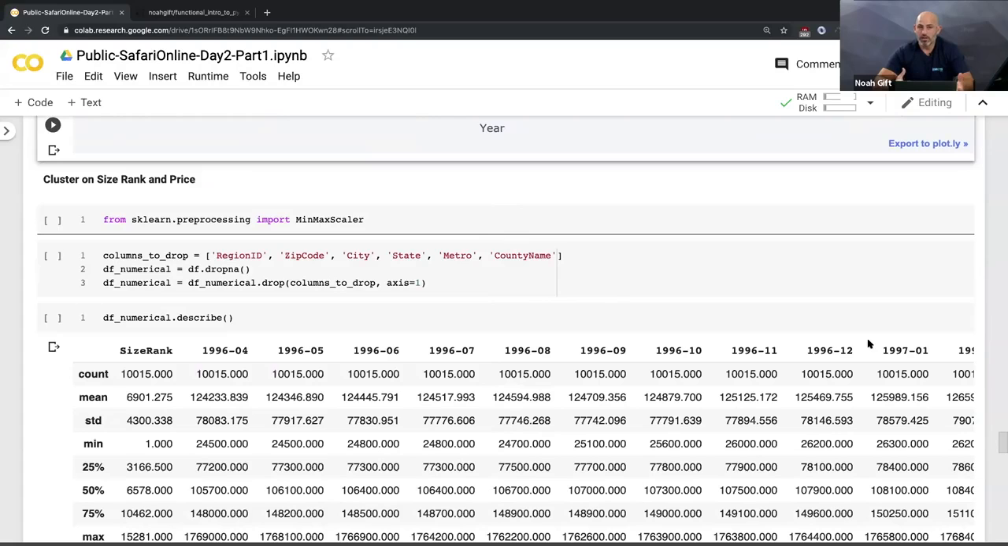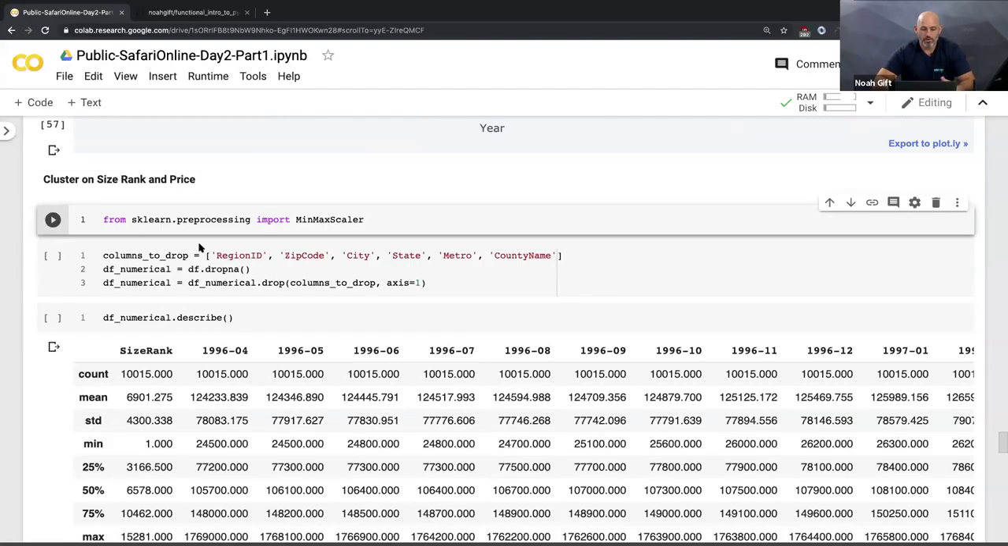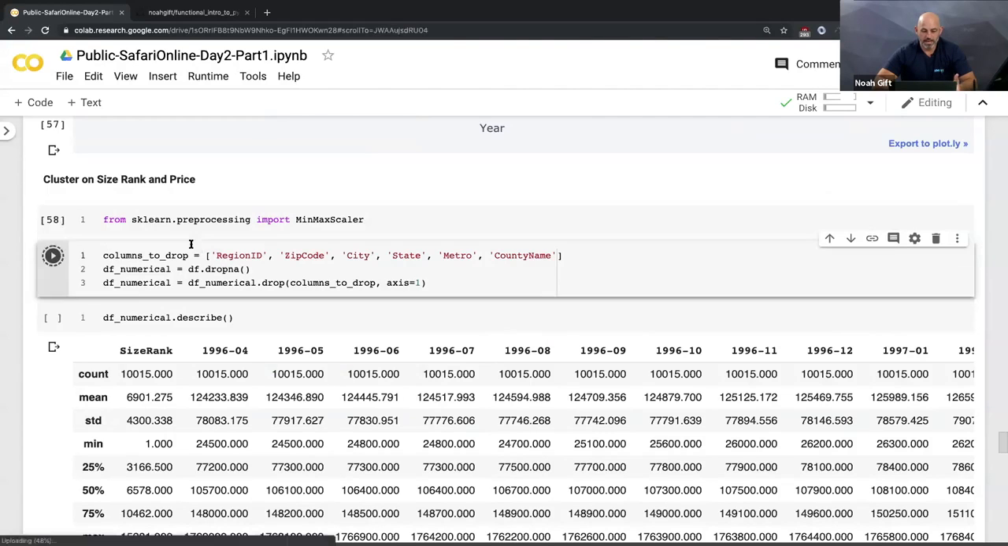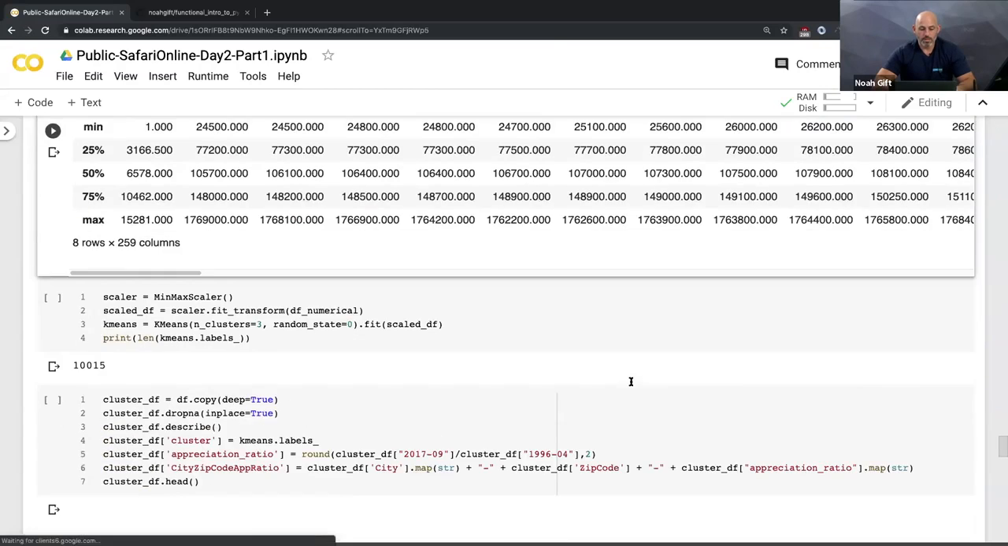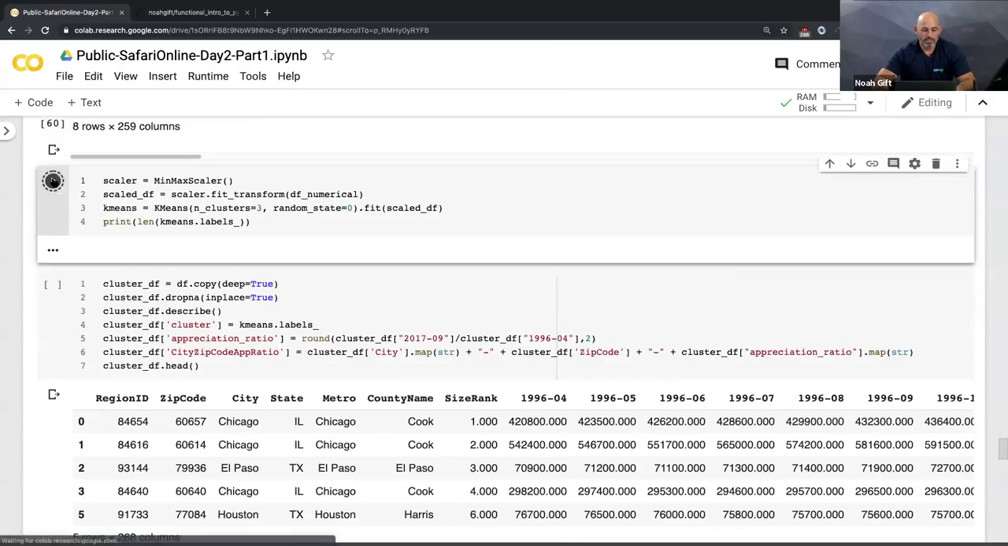Now, I also can do clustering to further get into this analysis. So let's go ahead and do the same approach here. So I say from scikit-learn, import the scaler. I also drop all the columns that aren't numerical. So I just drop zip code, right? That's a categorical variable, city, state, metro. And then I go through here and I describe this. And then I go through, I run a scale operation and I do my cluster.